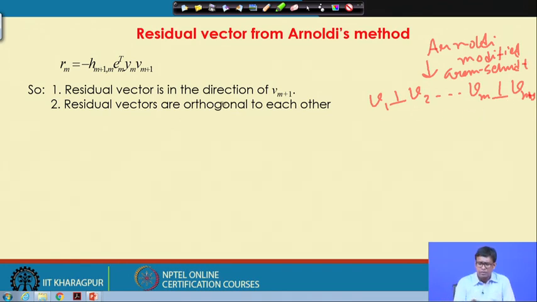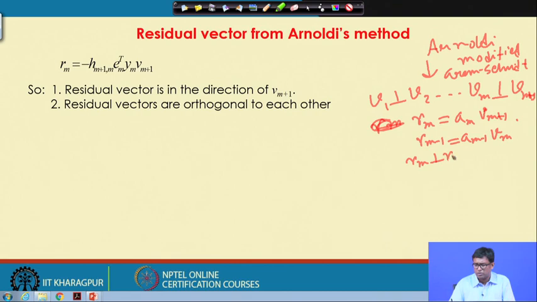Therefore, once I see residual R m is equal to something times V m plus 1 and R m minus 1 is equal to something times V m, right. That is the finding here. V m plus 1 and V m are orthogonal to each other. So, R m and R m minus 1, that means R m is orthogonal to R m minus 1 and so on. So, residual vectors are orthogonal to each other.